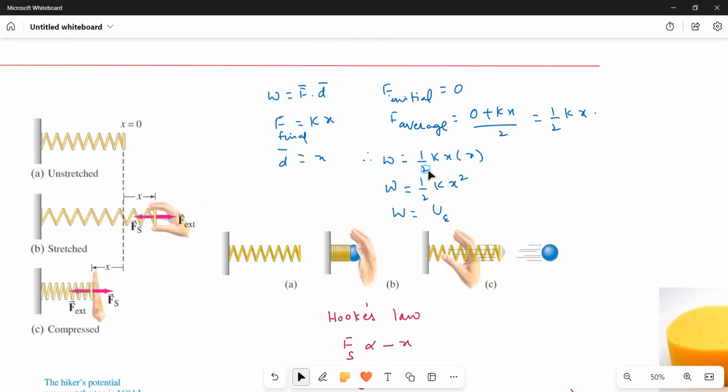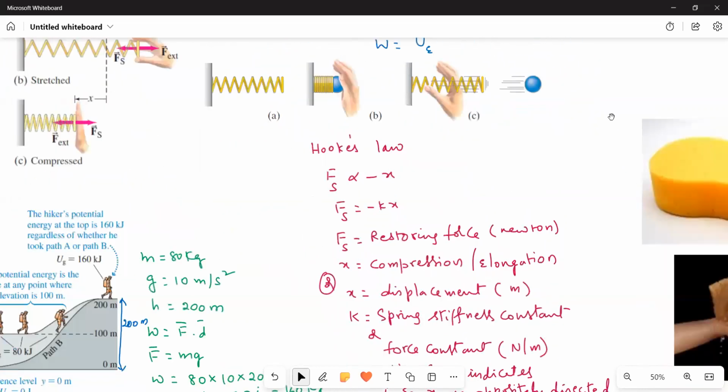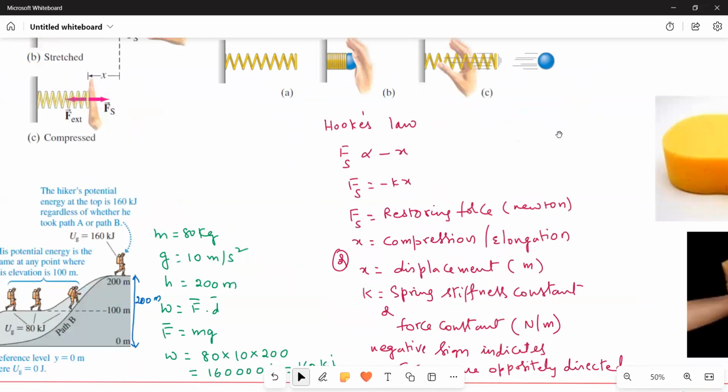So work done is equal to force into displacement. So W is equal to half kx into x, that is half kx square. This half kx square is called the elastic potential energy. Okay, this is about the elastic potential energy. So today I have discussed kinetic energy and potential energy; in kinetic energy, translational kinetic energy and rotational kinetic energy, and in potential energy, gravitational potential energy and elastic potential energy.